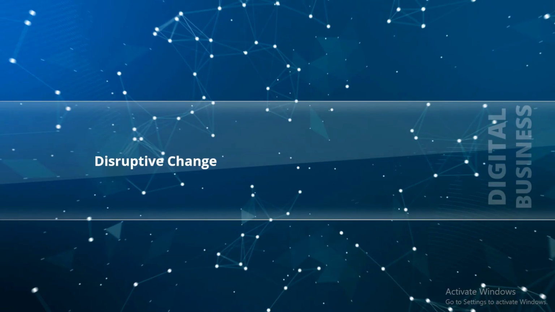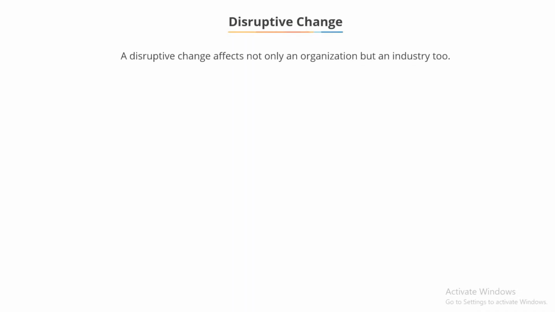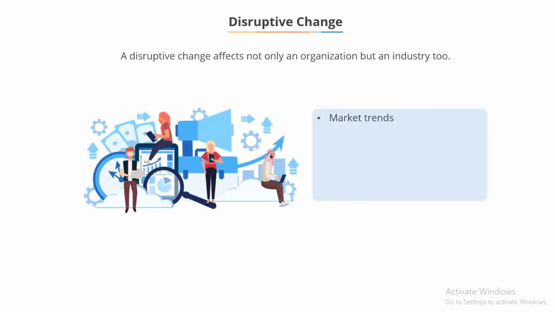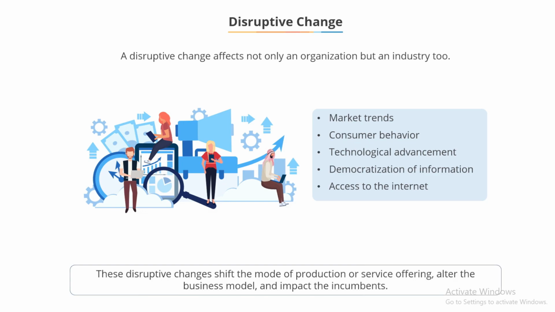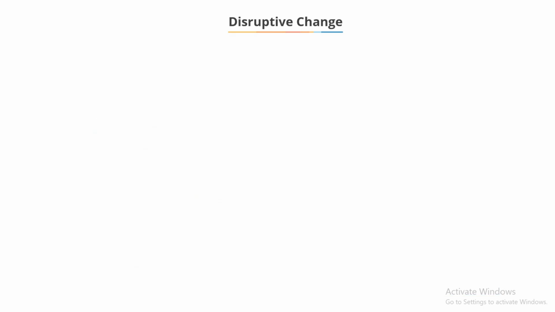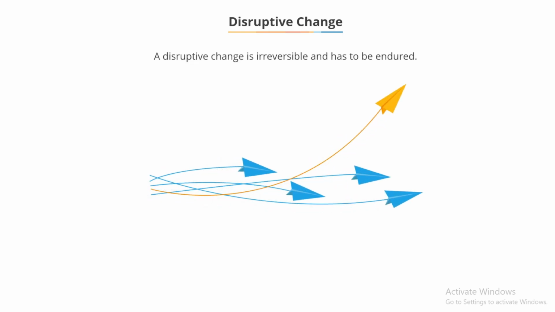In this lesson, we will explore disruptive change and its impact on organizations. A disruptive change affects not only an organization, but an industry as well. This is caused by changes in market trends, consumer behavior, technological advancement, the democratization of information, access to the internet, and more. These disruptive changes result in a shift in the mode of production or service offering, which in turn changes the business model and irreversibly impacts the incumbents. In short, a disruptive change is irreversible and has to be endured.